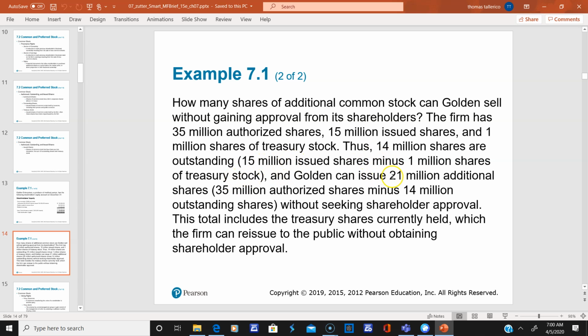And so they can issue another 21 million additional shares because they are authorized for 35 million, right? So they've got 14 million outstanding. They issued 15 but bought back a million. So that leaves 14, and then that means for a total of 35 they can issue 21 additional million shares without having to get shareholder approval, okay? So the treasury shares can be reissued, okay? And that's included in this right here. So you can see that.